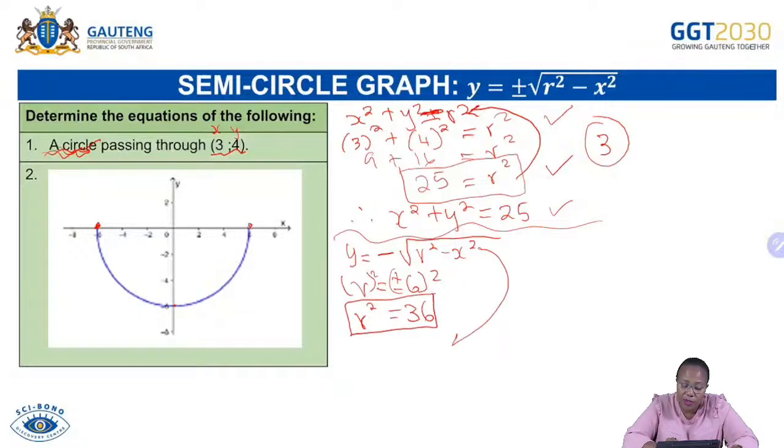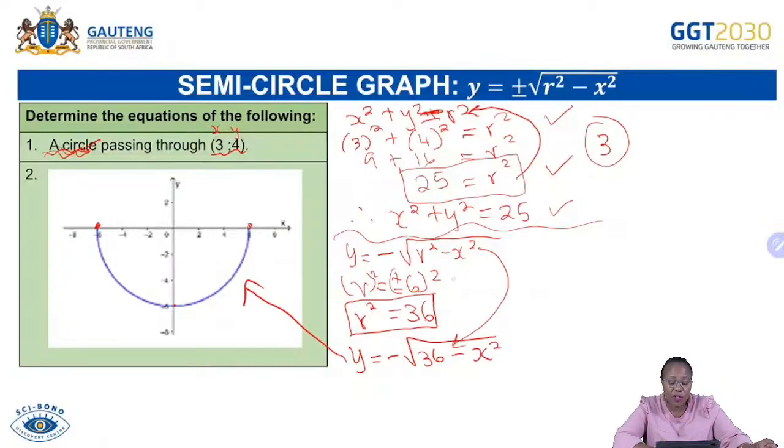Then we take that equation now. We have y is equal to negative square root of 36 minus x squared. That is the equation of that semicircle. That means it's 1 mark for substitution, 1 for finding the correct r value, and then the correct equation, which is also worth 3 marks, grade 12.